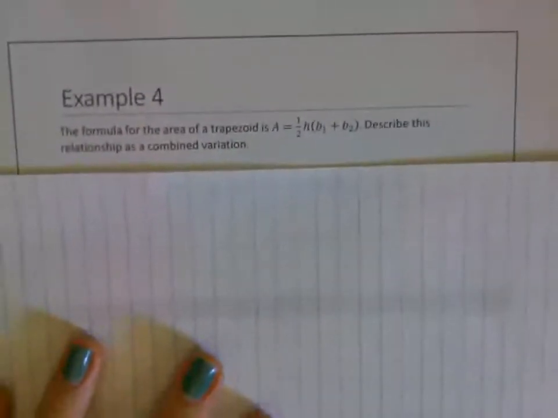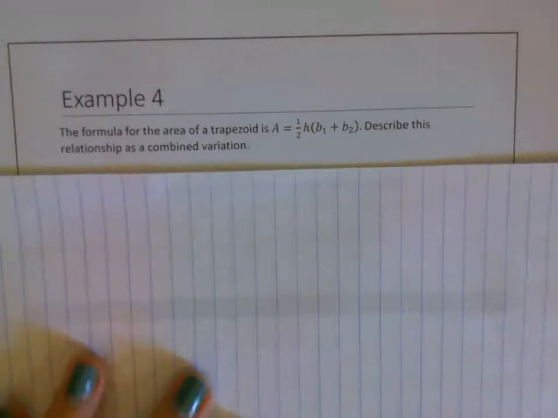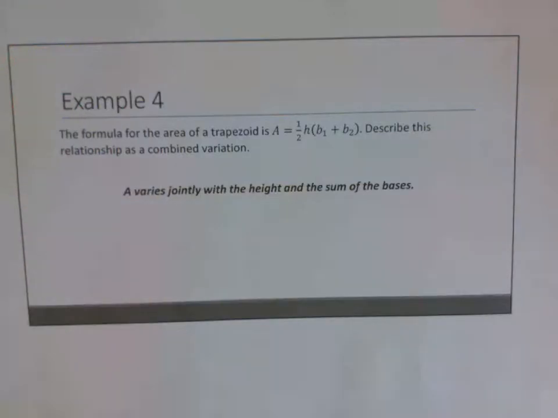Now this one might look a little tricky because of the parentheses with the adding, but think about how the 1/2 is relating to each of these terms. Try this one on your own and see what you get. Okay, so since we have 1/2 multiplied by two different things, we have 1/2 times h and then 1/2 times that set of parentheses, this would actually end up being joint variation.